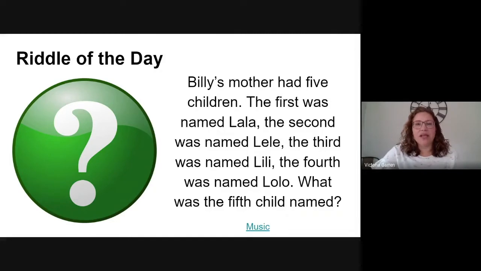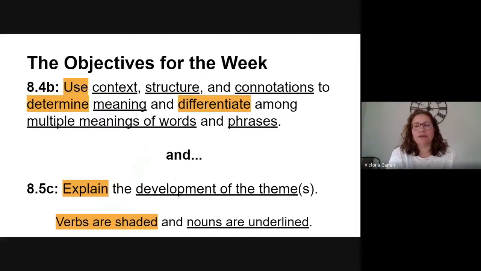All right, let's go over our objectives for the week. For today, we're going to focus on 8.4b, which is to use context, structure, and connotations to determine meaning and to differentiate among multiple meanings of words and phrases. And tomorrow, we're going to cover 8.5c, which is explain the development of theme. I took a minute to make sure that you could see that I shaded the verbs and I underlined the nouns so that you could take a moment and understand the different tasks that we have.